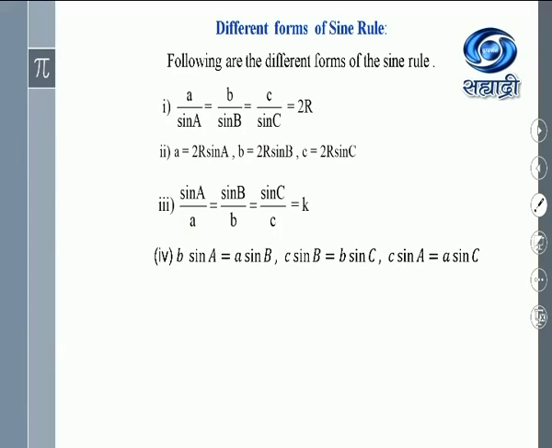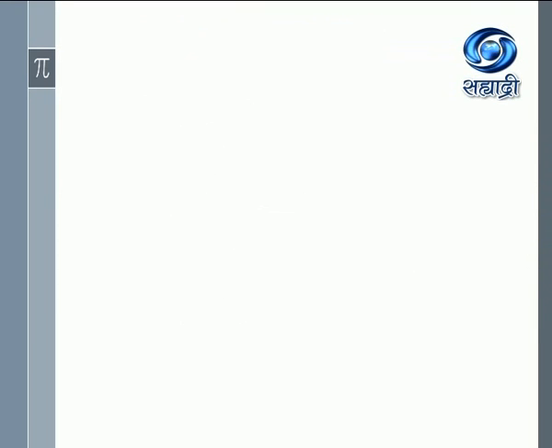Fourth one, b sin A is equal to a sin B, c sin B is equal to b sin C and c sin A is equal to a sin C. a upon b is equal to sin A upon sin B, b upon c is equal to sin B upon sin C. Amongst all, this is very, very important. No need to learn all these forms by heart. With this standard rule, we can write any form according to the given equations. So these forms are very, very important. You will have to memorize and recall them again and again.